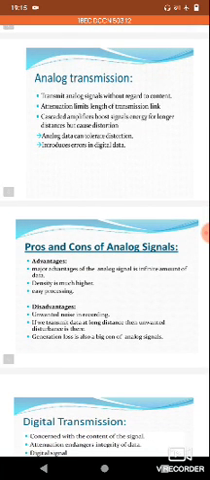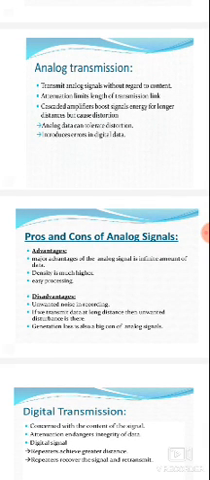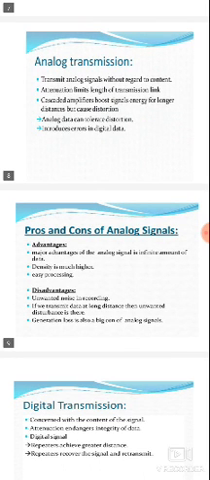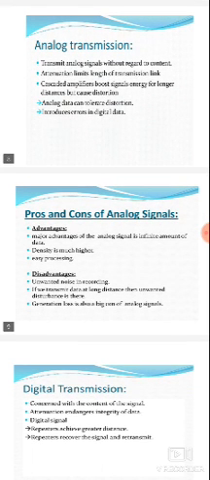Next, analog transmission. Transmit analog signals without regard to content. Attenuation limits the length of the transmission link, and cascaded amplifiers boost the signal's energy for longer distance but cause distortion. Analog data can tolerate distortion, but it introduces errors in digital data. The main analog signal disadvantage is noise, but the advantage of analog communication is that it is the basic type of communication.